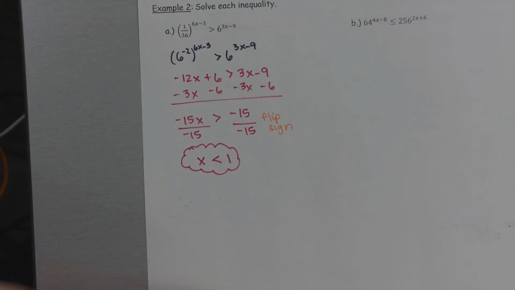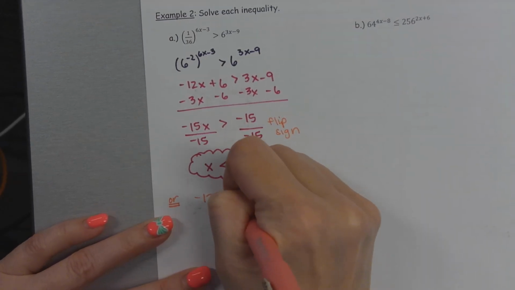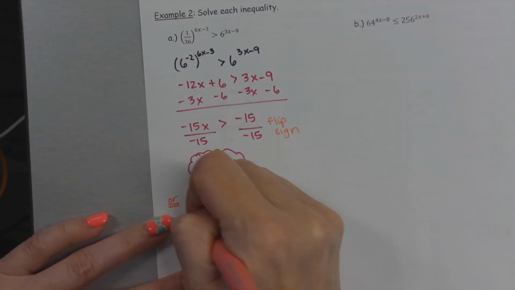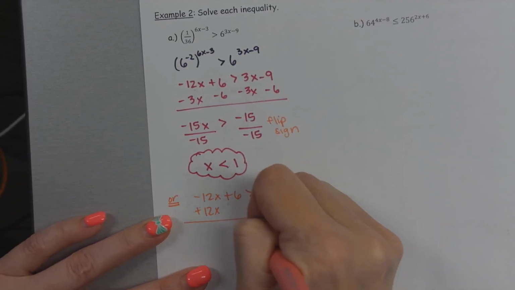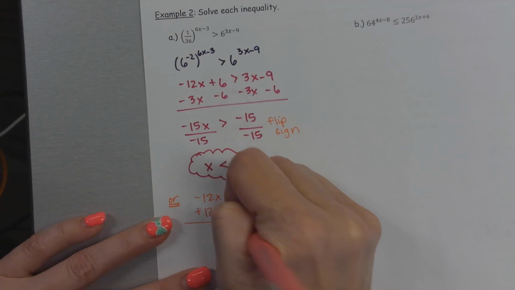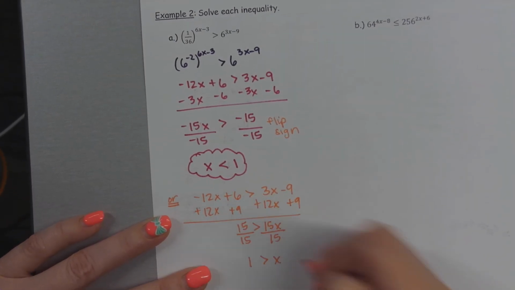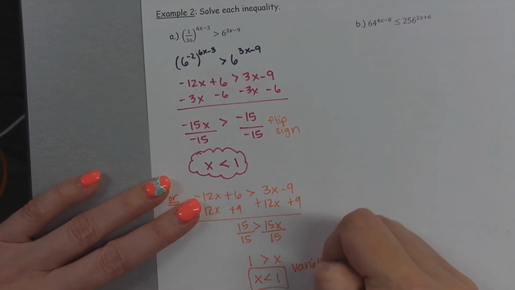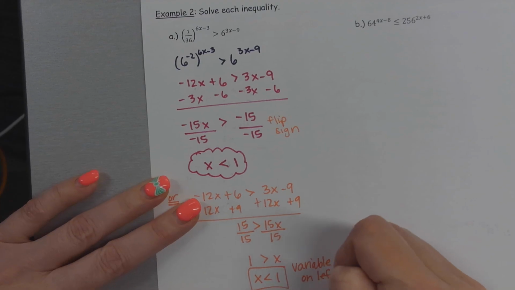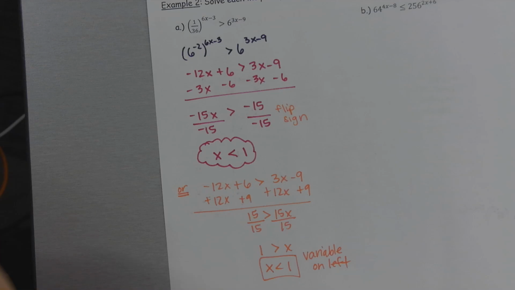Okay, if you did it the other way, if you have negative 12x plus 6 is greater than 3x minus 9, if you add 12, you get the 15x here, and then you add 9 to get the 15. When you do the last step, you'll just rewrite it with your variable on the left. And I really do still think about like the alligator eats the bigger number, so if it's eating the one this way, it's gotta eat it that way. Okay?